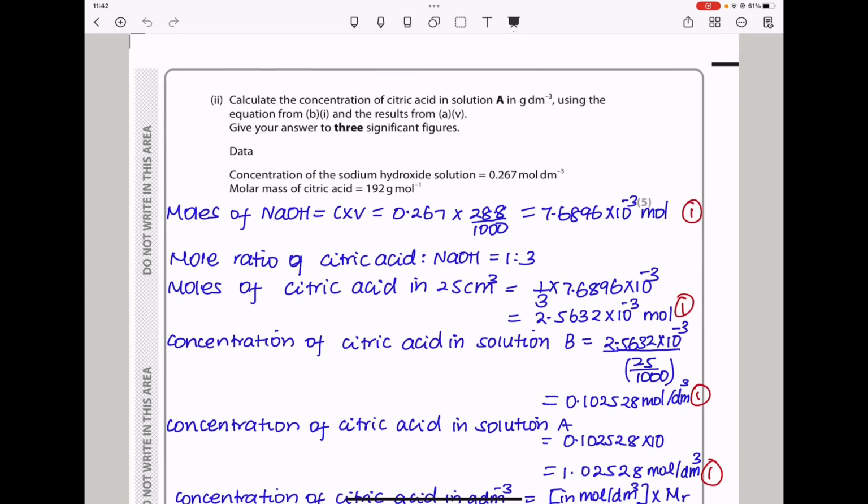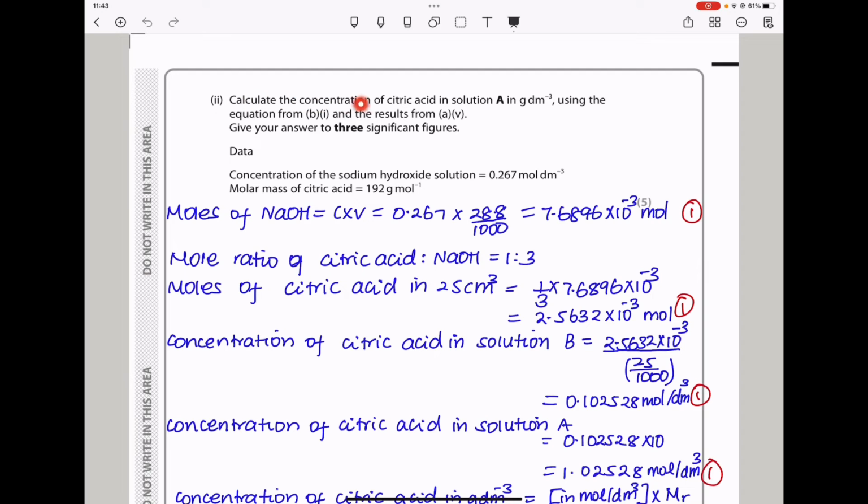Moving on. So here they say, calculate the concentration of citric acid in solution A in gram per decimeter cubed, and they want you to give your answer to 3 significant figures. They've given us the concentration of sodium hydroxide, which is that, and the molar mass of citric acid. Now, because sodium hydroxide was titrated, I began by calculating the number of moles, which is equal to concentration times volume. And this is the concentration, that is my volume in decimeters cubed.